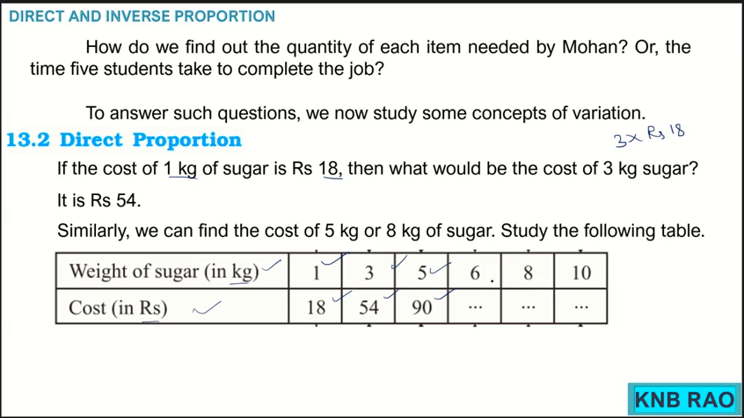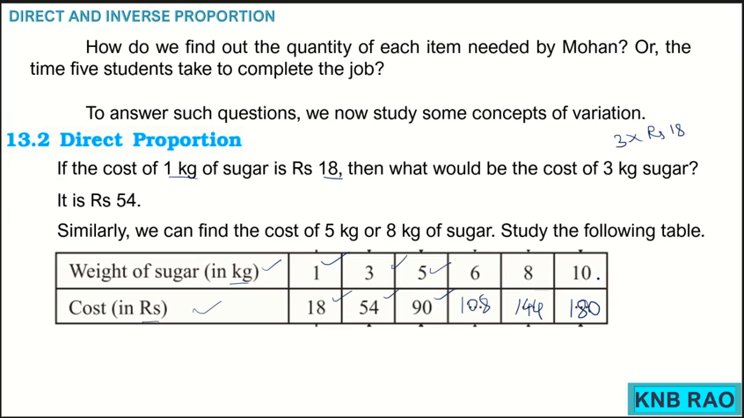For 1 kg it is 18 rupees, definitely for 3 kgs it is 54 rupees, for 5 kg, 5 18s are 90 rupees, for 6 kg it would be 108 rupees, and for 8 kg, 8 18s are 144 rupees, and for 10 kgs it is 180 rupees.